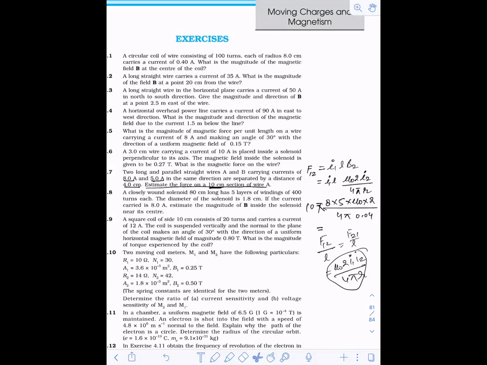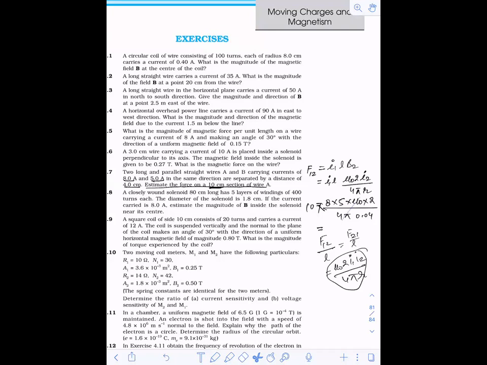I think I'm clear with this now. Anybody is having any doubt in this? Okay, the answer is 2 into 10 to the power minus 5. I don't know. Okay, I have to solve this actually, dear.